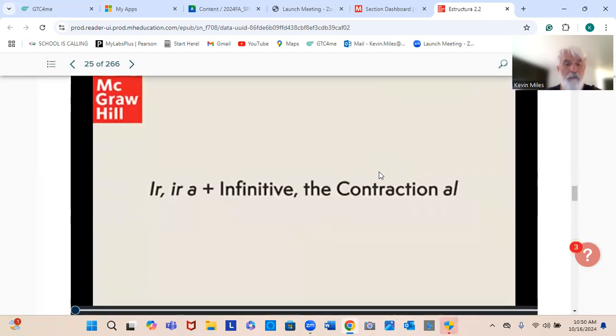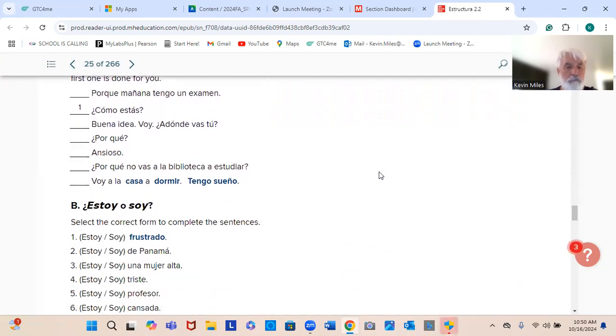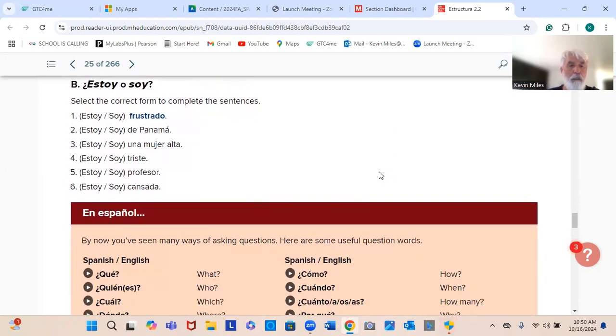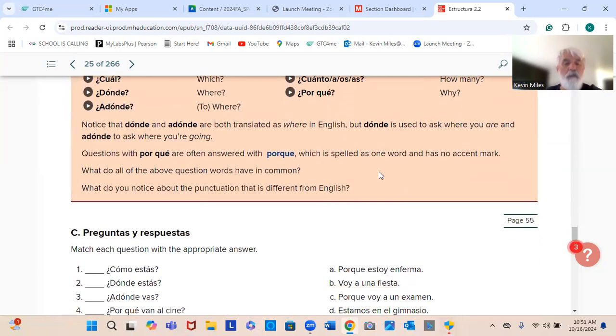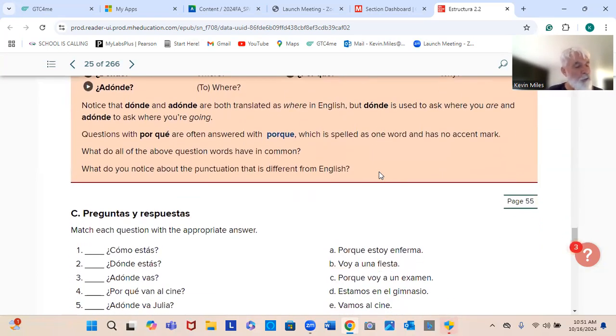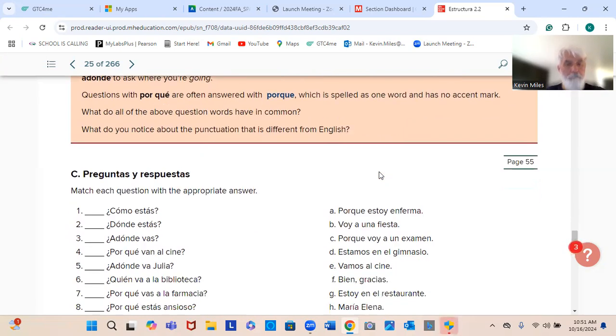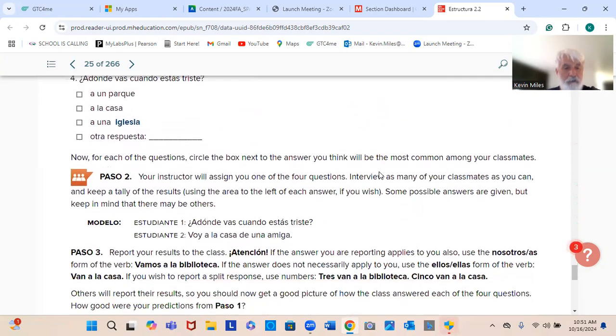Let us move on here. There are some question words. Okay. On page 54, and you might want to just look through these. We've already had some, qué, what, adónde, where, cuántos años, how many. Take a look and start to familiarize yourself with your question words. Okay, and now let me see.